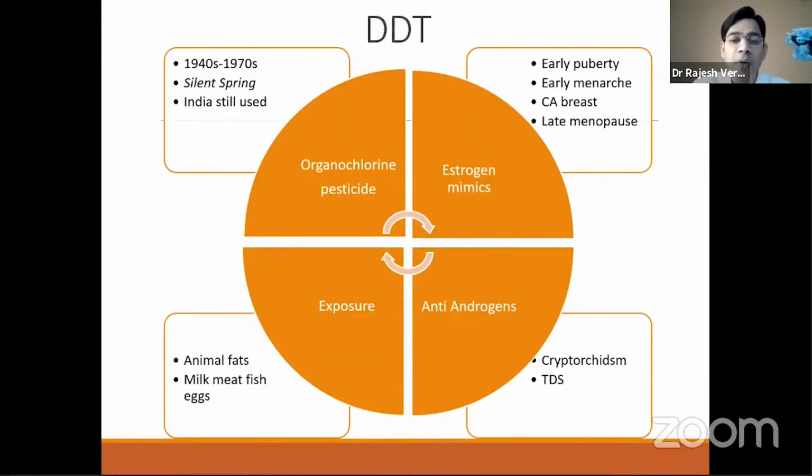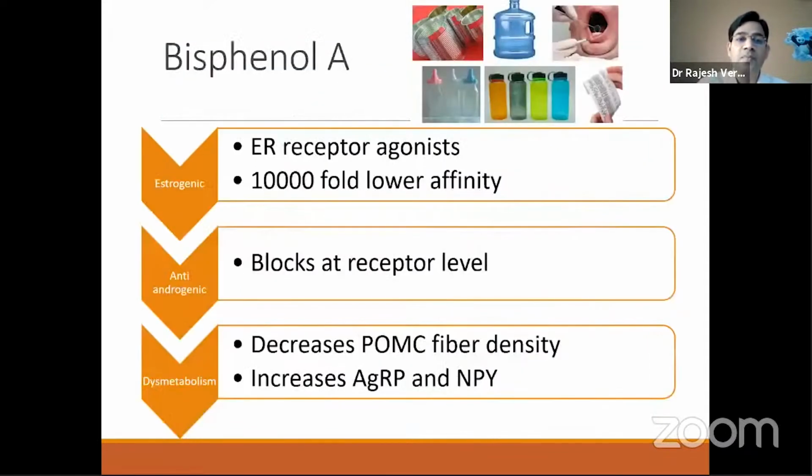Now coming on to some important EDCs. So first of it is DDT. This is an organochlorine pesticide, and I've already discussed about Silent Spring. And India is still using this DDT in some parts. It is an estrogenic mimic. It has action on early puberty, early menarche, or late menopause. It has also got anti-androgen action, causing cryptorchidism and testicular dysgenesis syndrome. From where are we exposed? We are exposed from animal fats, milk, meat, fish, or eggs.